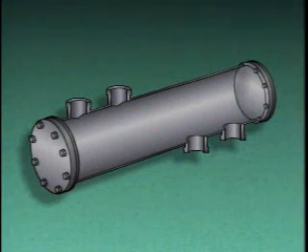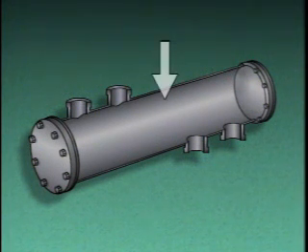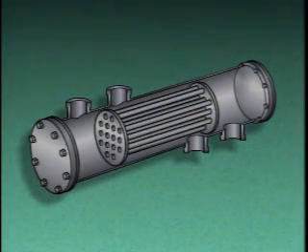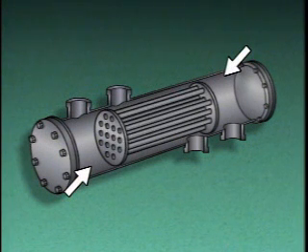Since shell and tube heat exchangers are one of the most common types of heat exchangers, you need to be familiar with their components and operation. We'll use this illustration of a shell and tube heat exchanger to explain how it works. The main components include a shell, a group of tubes called a tube bundle, tube sheets, and heads.